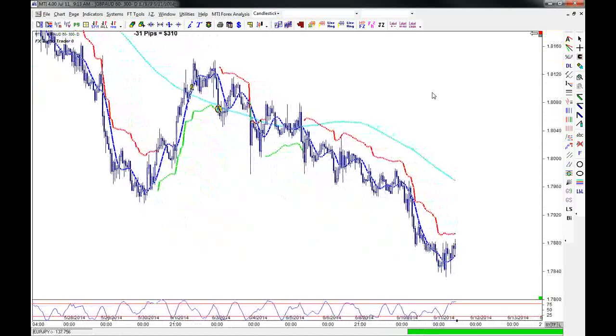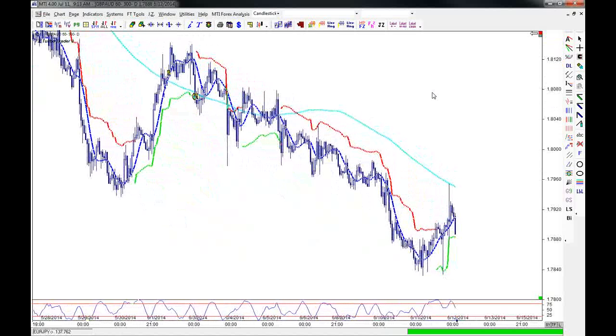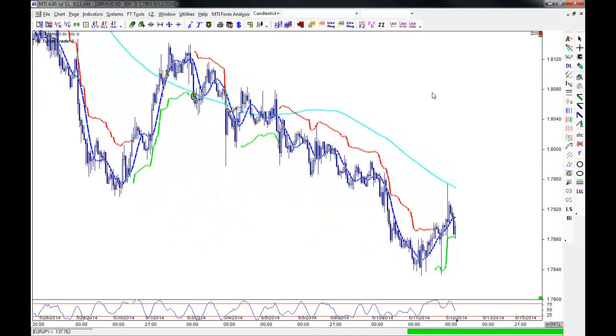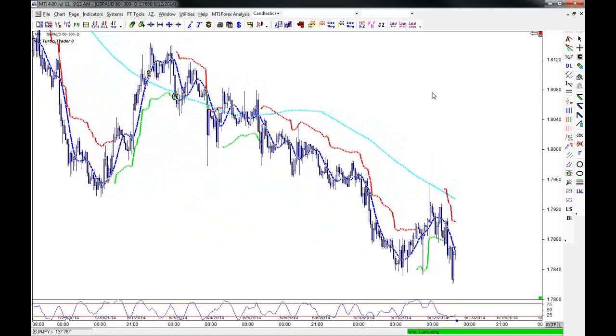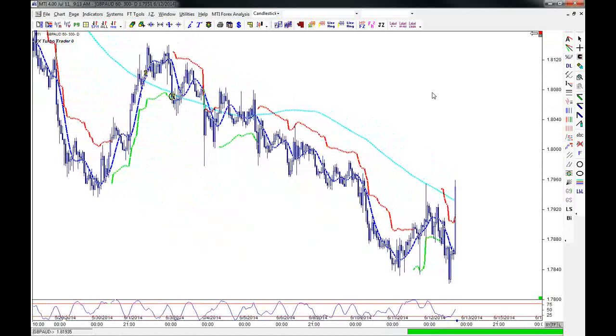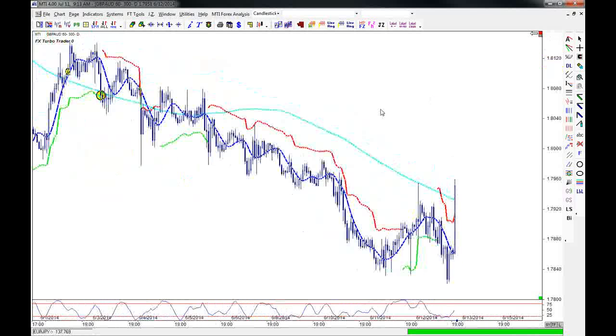And so once again, what are we waiting for? We're waiting for the cross back above the teal blue line. That's a wick. That's not a candlestick right there. We're waiting for a close of a candlestick above the teal blue line, and there it is. How many of you see what just happened? Right there. Boom. So let's take a look now at how many pips we just generated.